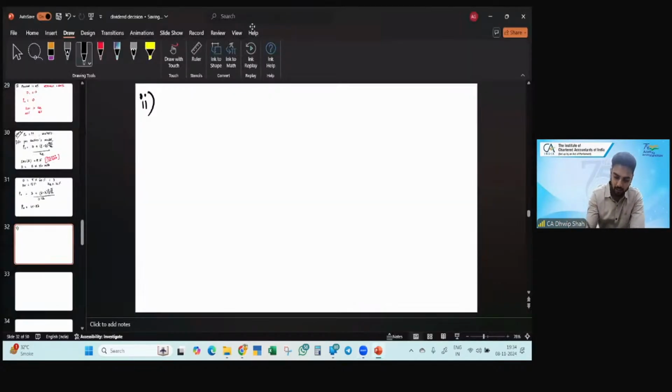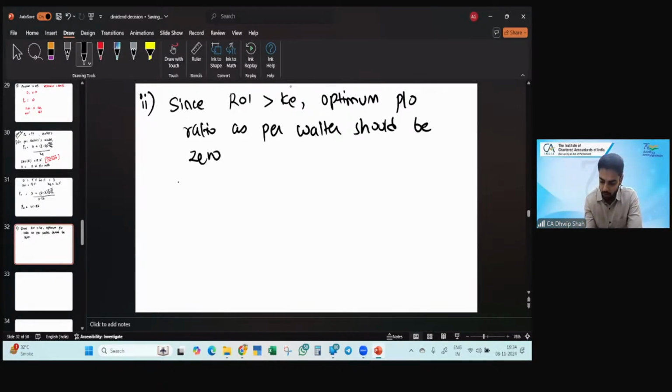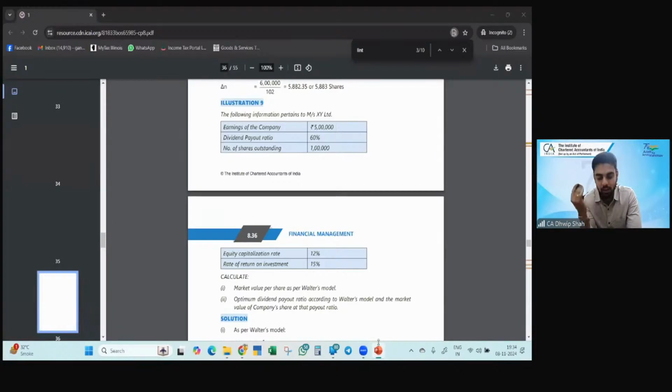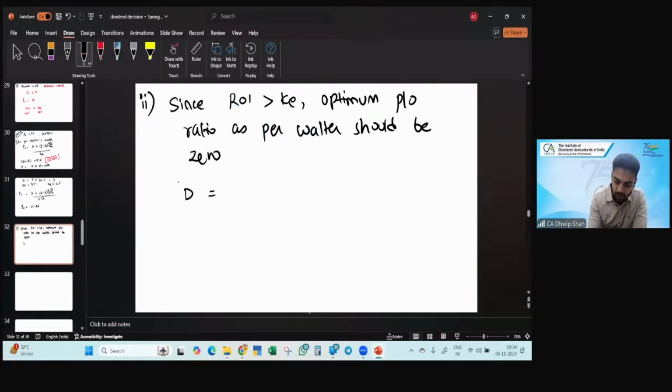So second part, you have to write: since ROI is greater than KE, optimum payout ratio as per Walter should be 0%. Correct? And now they have asked, calculate market price at that optimum ratio. So now in the second part, they have asked, calculate P0 when dividend payout ratio is 0.